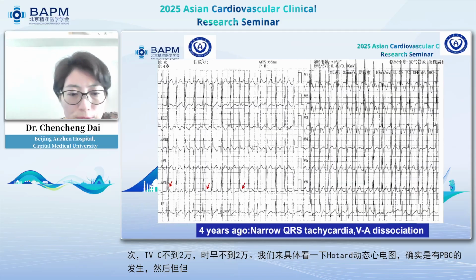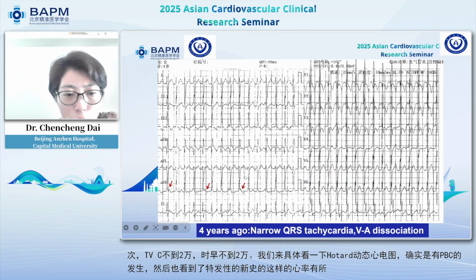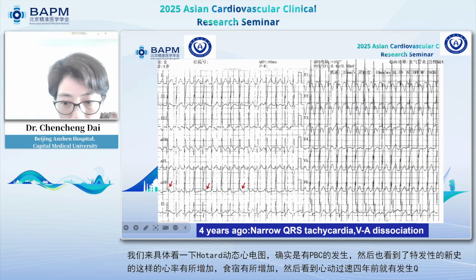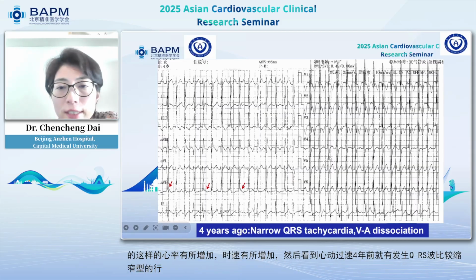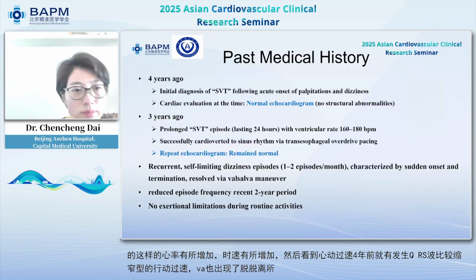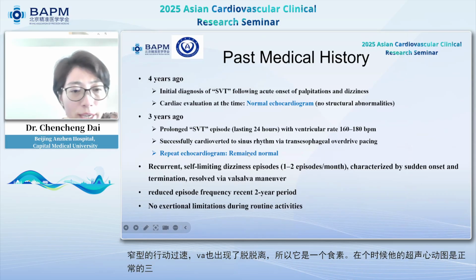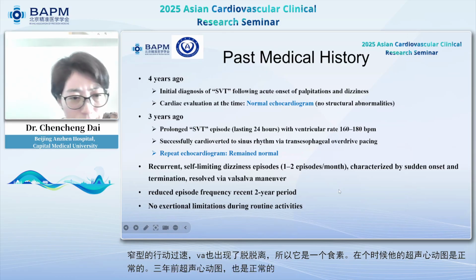This picture shows tachycardia 4 years ago. It is a narrow QRS tachycardia. We can see VA dissociation, so it is a VT episode. At that time, echo was normal, and 3 years ago, echo was also normal, despite the tachycardia attacks.